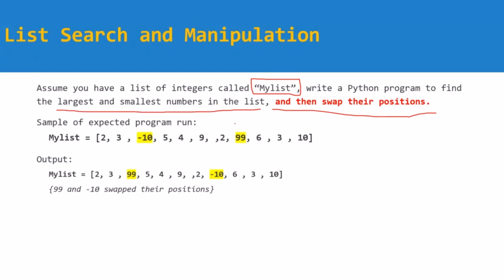To find the smallest is easy. To find the largest is also easy. But now what is needed after this step? I need to swap the positions. In order to swap the positions, you cannot swap it directly. You need to put one value at a side, right? Because if you try to change this value and make it 99, you will lose minus 10.